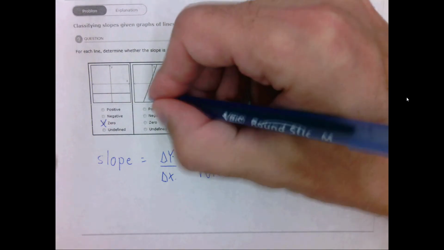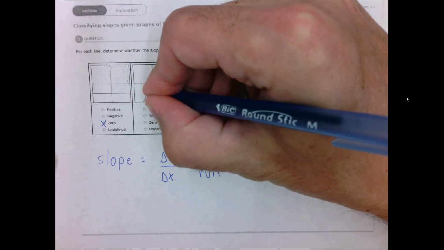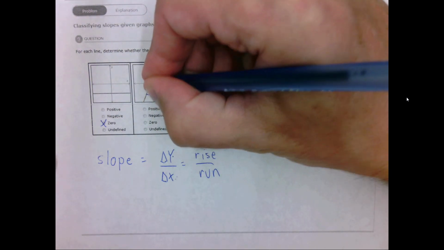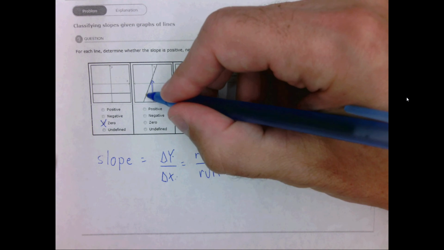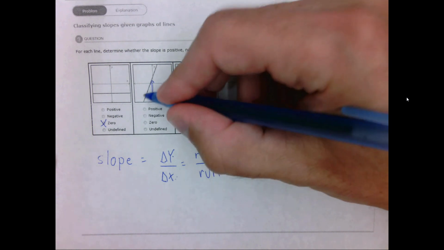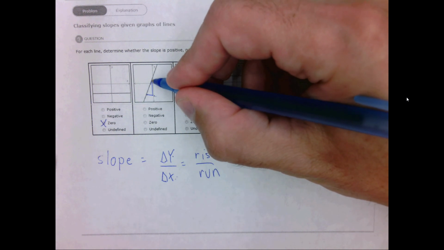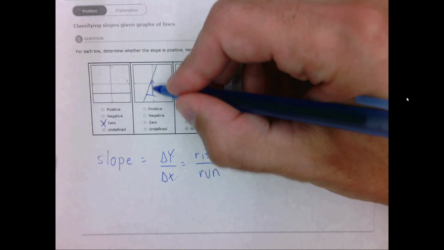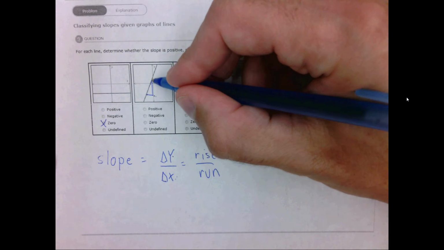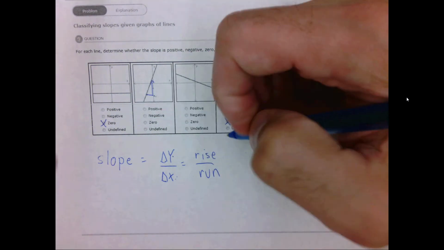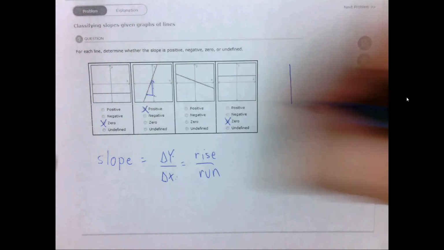In this case, if we go in this direction, or said another way, the x value is positive, what about the y value? Well, the y value is positive as well. So as we go in a positive x direction, from left to right, we also see an increase in the height of the line. So the delta y, or the rise, is also positive. Since both delta x and delta y are positive, the slope of this line is positive.